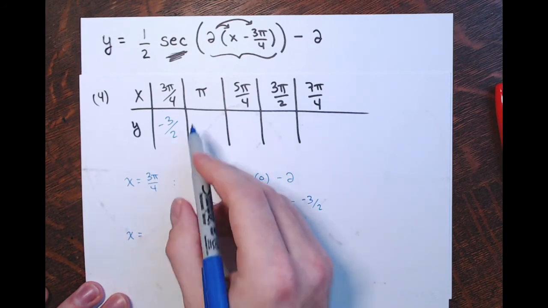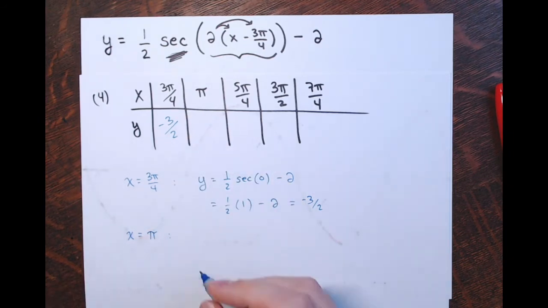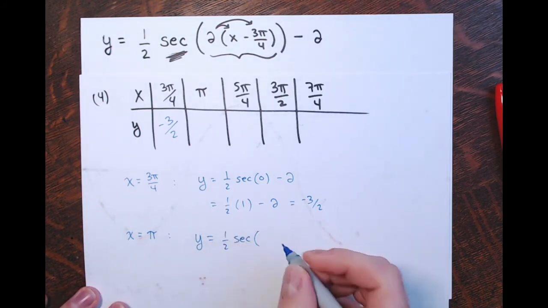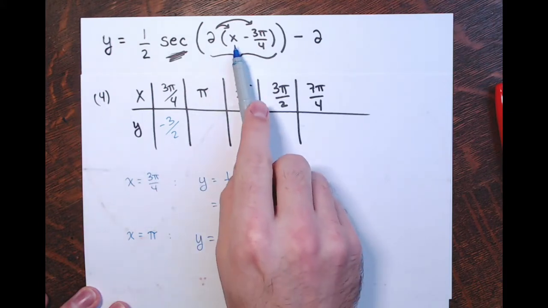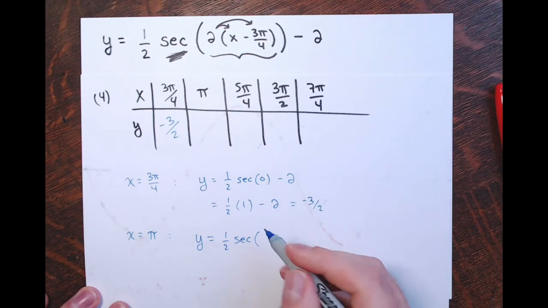The next value in this chart with these key values, x equals pi. I'd have y equals half of the secant of, now when I plug in pi for x, pi minus 3 pi over 4 would just be pi over 4.